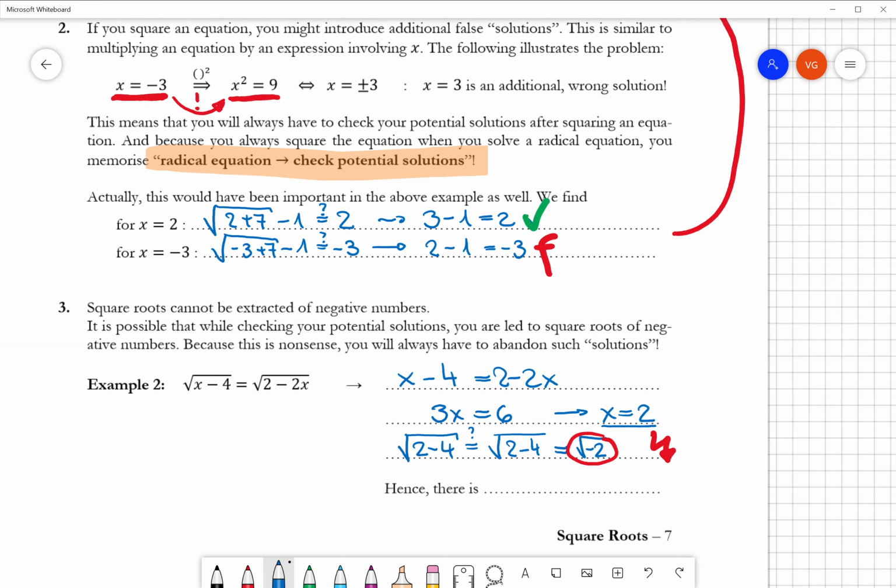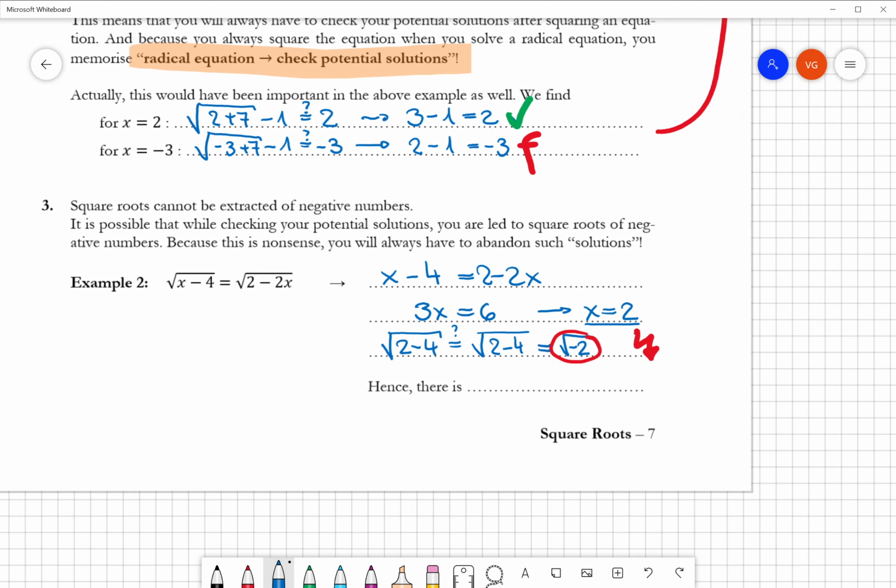So here x equals 2 has proved to be not a reasonable solution, so there is no solution. Well, the plural is not really necessary here, no solution. Alright? That's what you need to know about radical equations.